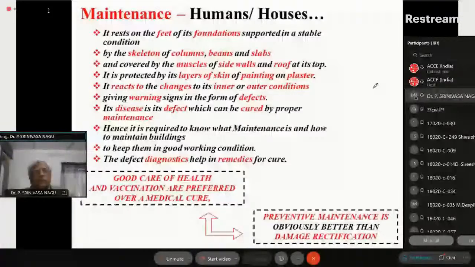So, good care of health and vaccination are preferred over a medical cure. Naturally, there is no other context in the recent times to speak about preventive care, medical care. That is vaccination. Everybody, you have no other way. If somebody says that I am good, I don't need vaccination, you will not be allowed among us. This is not so. So these are all mandatory. So same way, the preventive maintenance is obviously better than damage rectification.